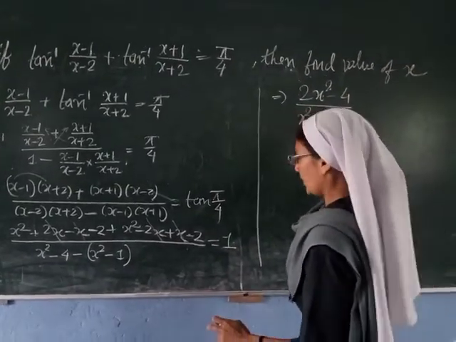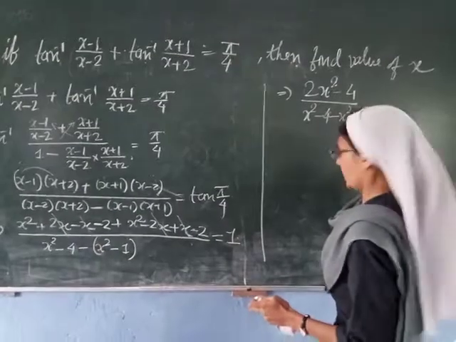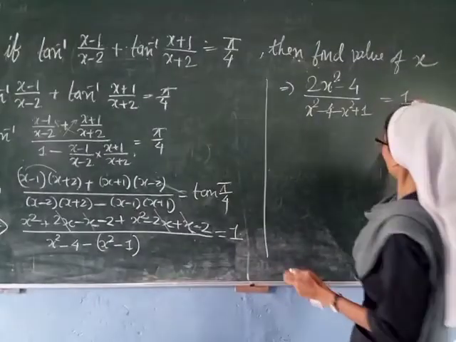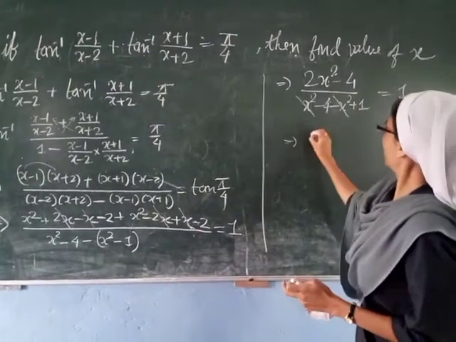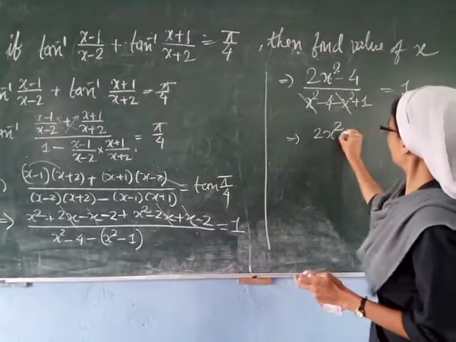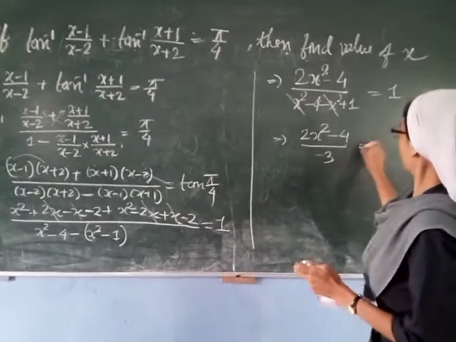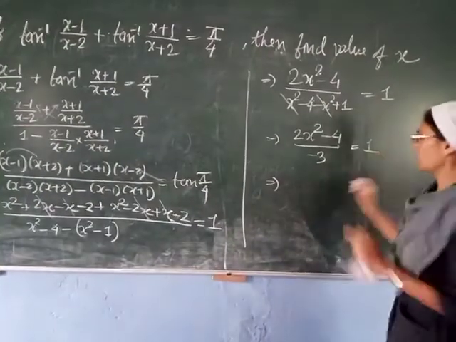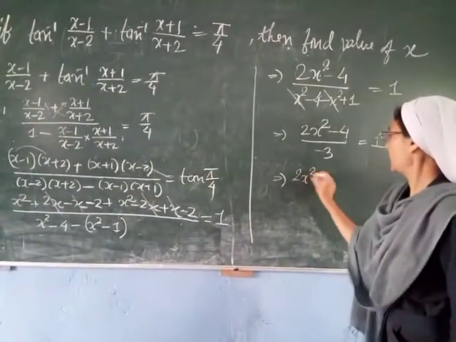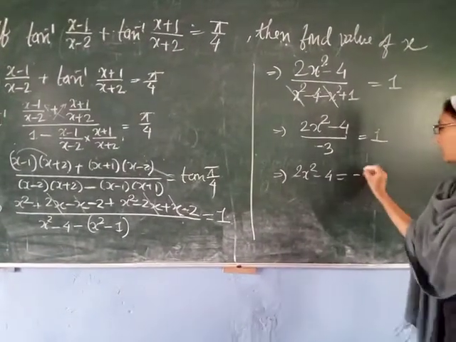minus 4, open the bracket first, so minus x² minus, and minus plus 1, equal to 1. Okay, here x² and x² cut, so what you get is 2x² in the numerator and minus 4 plus 1 is minus 3, equal to 1. Then transfer minus 3 here and multiply with 1. So 2x² − 4 is equal to minus 3 into minus 1 is minus 3.